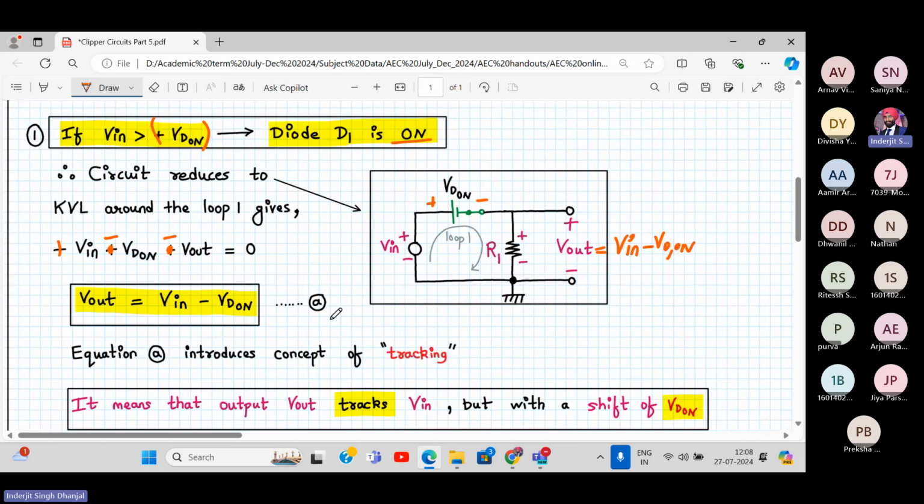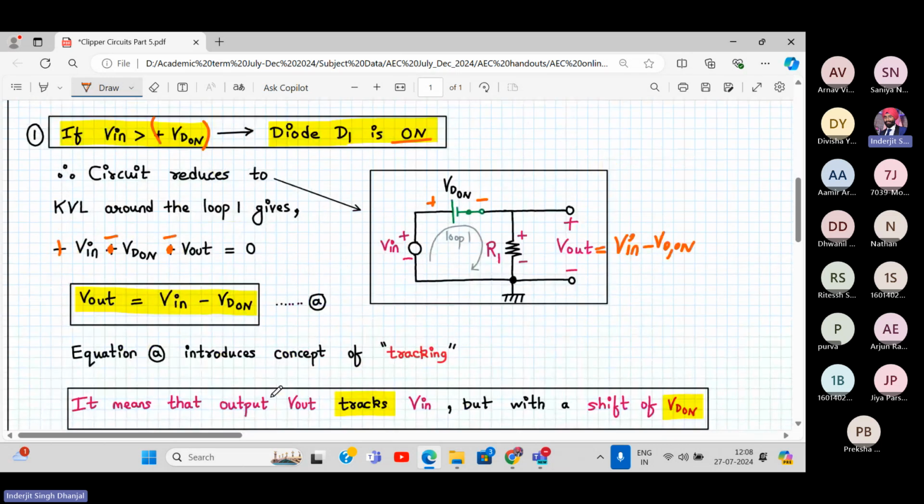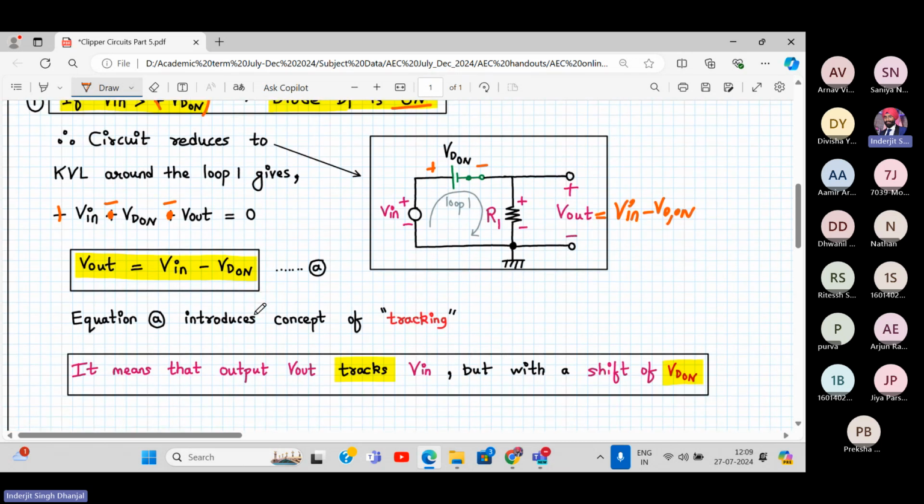This you have understood, it should be V in minus VD on. So there is a concept of tracking now. See, if it was directly V in, we would have written output follows the input. But here the output follows the input, but with a shift of VD on. What does that mean? We are not calling it follows directly, we are calling it tracking. So output is tracking the input, but with a shift of VD on.